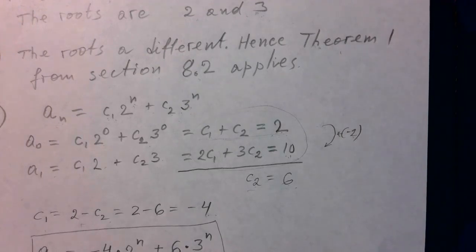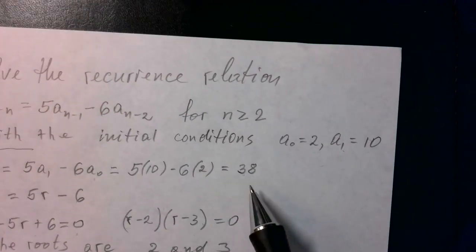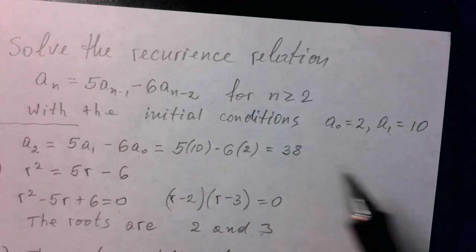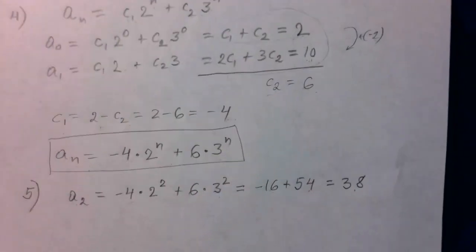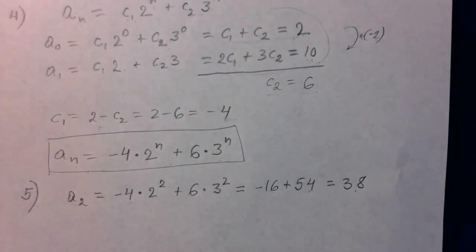And in step 5, we check what value this formula will produce when n is 2. a_2 is this, replace n with 2, and the result is 54 minus 16, 38. So we have the same value that we computed in the beginning, which suggests that our formula is correct. If we don't have errors, theorem 1 guarantees that the formula is correct.